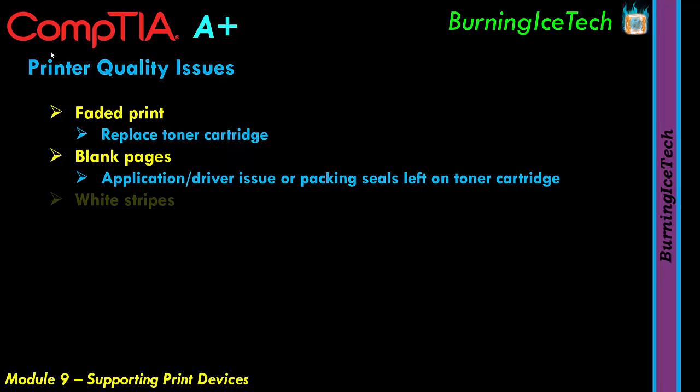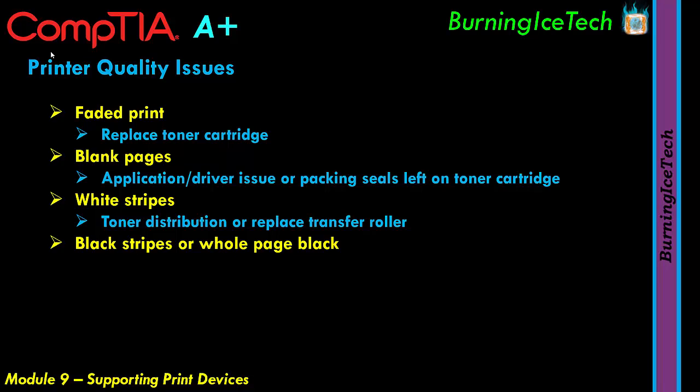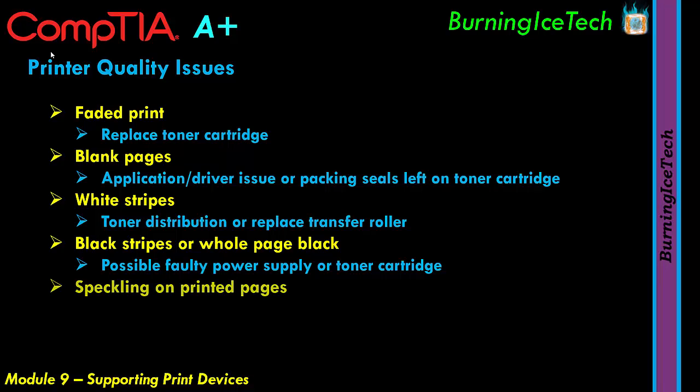If you see white stripes on the page, so it prints, but it's got white stripes, this could be because of uneven toner distribution, or maybe you just need to go and replace the transfer rollers themselves. If you see black stripes, or a whole black page for that matter, this can be a faulty power supply, or the toner cartridge is once again faulty. If you see speckling on printed pages, so it prints, but there are speckles, almost like it's dirty, it could just be time for you to go and clean the inside of that printer. Maybe it did print perfectly fine, but because there's ink all over the inside of that printer, it's getting onto places where it's not supposed to. So it might just be time to do a bit of housekeeping and just clean the printer, for crying out loud.